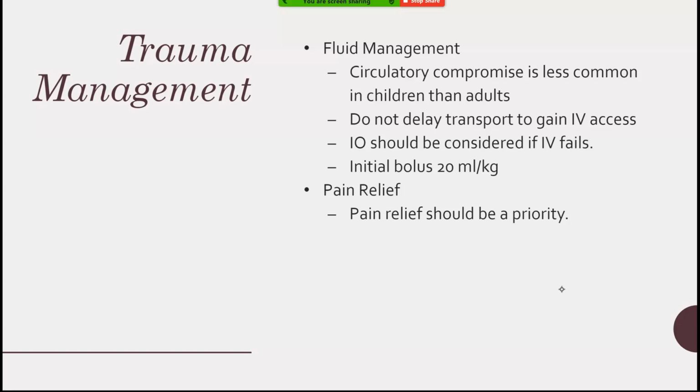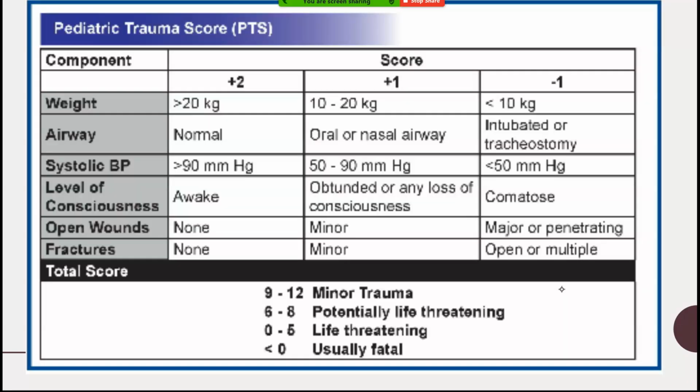But sometimes you have to advocate. So maybe if there's a very extreme injury, you might want to say, yeah, no, they need that. This is the pediatric trauma score. You give points for each area, obviously, and how many points the child has determines how good their prognosis is. So just something to enhance your education.